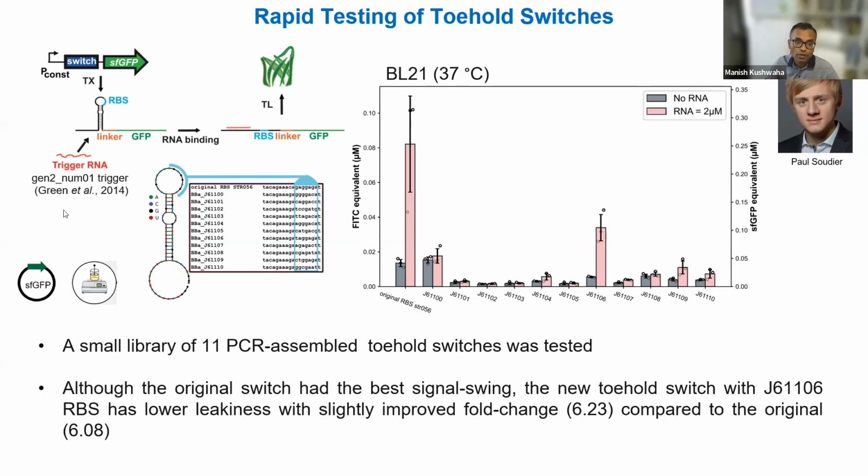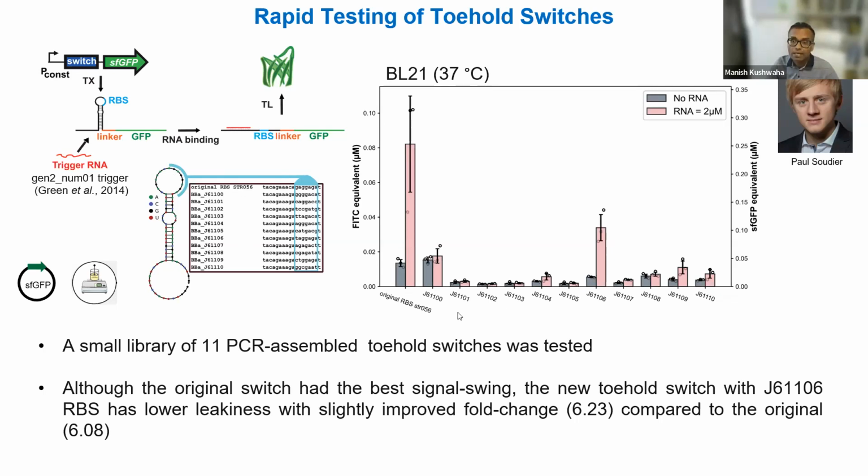So here we started with a published trigger RNA from the Green and Pardee paper from 2014, and the riboswitch that was originally published in the paper. And then we made many modifications to the RBS region in this riboswitch. And effectively, we produced this trigger RNA and we added it with and without. So we have the experiment where we PCR amplify the riboswitch, we add the RNA or we don't, and we see whether the trigger RNA's presence activates the riboswitch.